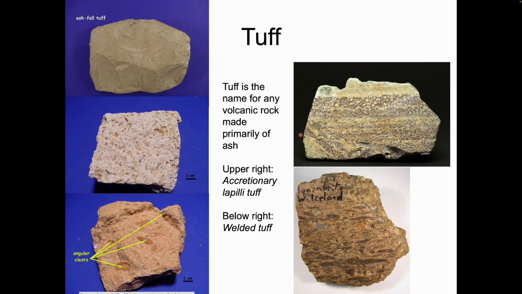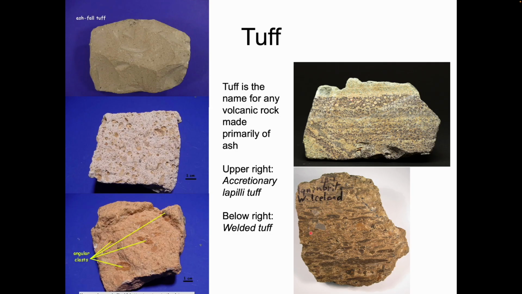In the upper right we have one called an accretionary lapilli tuff. Lapilli is a fragment of lava, effectively, that is slightly larger than volcanic ash. So that's just a word you'll need to know: a lapilli is a large version of ash.